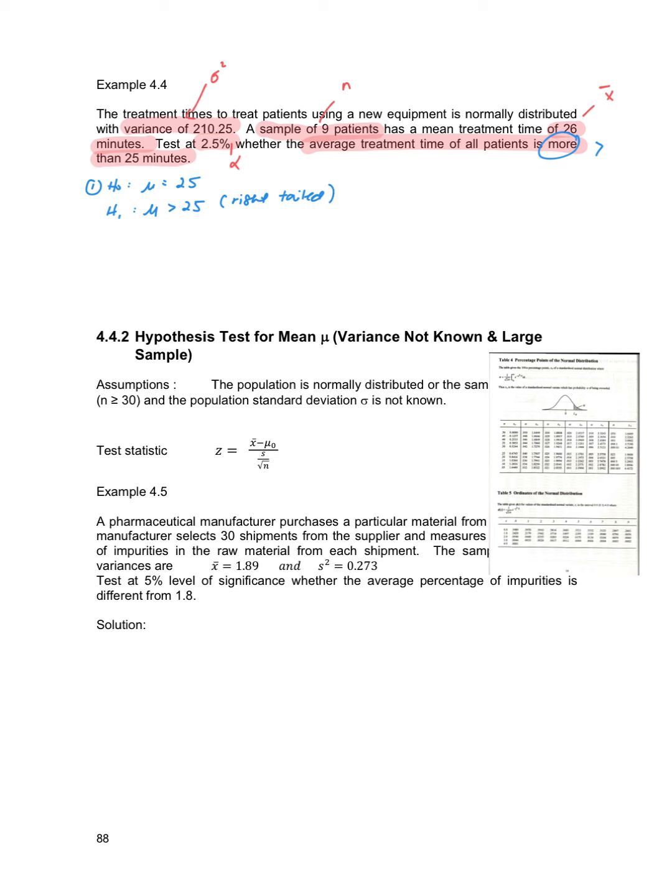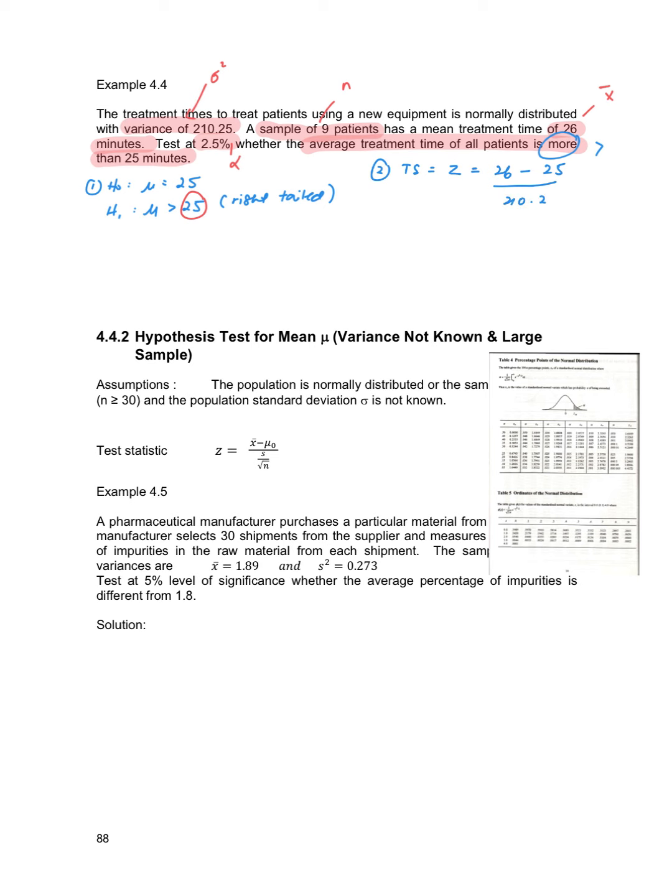So the second step is write your test statistic value. Number 2, calculate the test statistic value. Our test statistic here, we will use Z. Why? Because we know the variance of the population, which is 210.25. So Z equals X bar minus mu naught over sigma over square root n. Our X bar is 26, and our mu naught is 25. So 26 minus 25 over sigma over square root n.